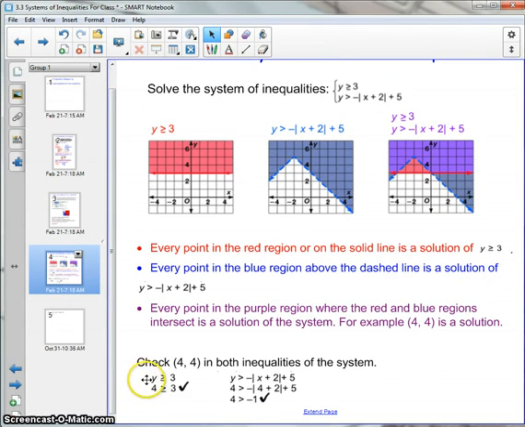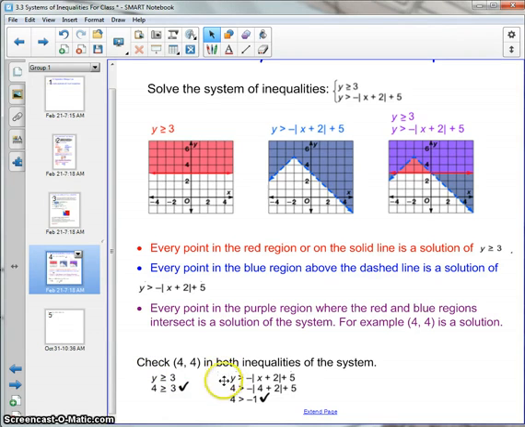So we have 4 for y, and we want to plug that into our original inequality, which is y is greater than or equal to 3. So we know 4 is greater than or equal to 3. So that makes sense. It works out. It checks.